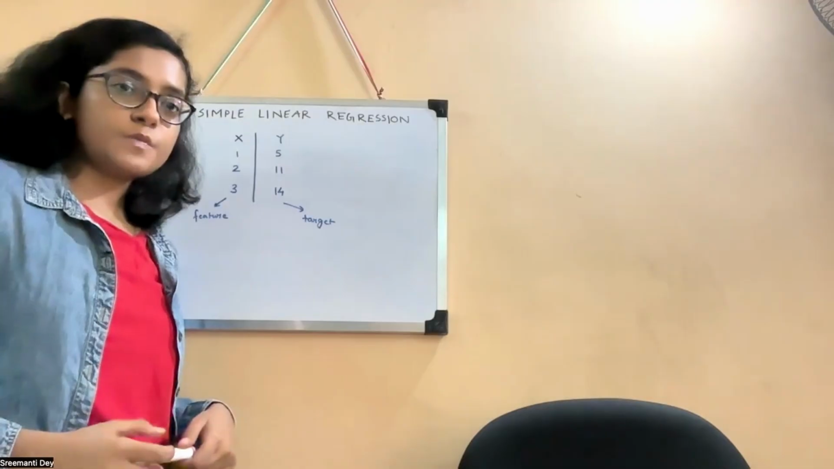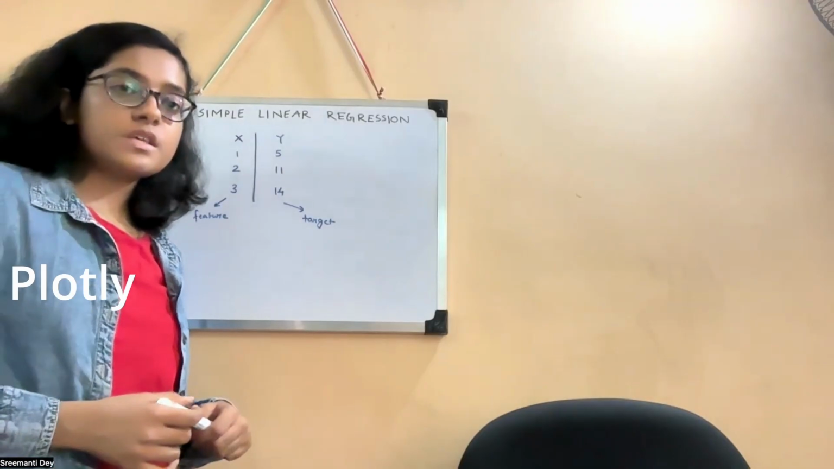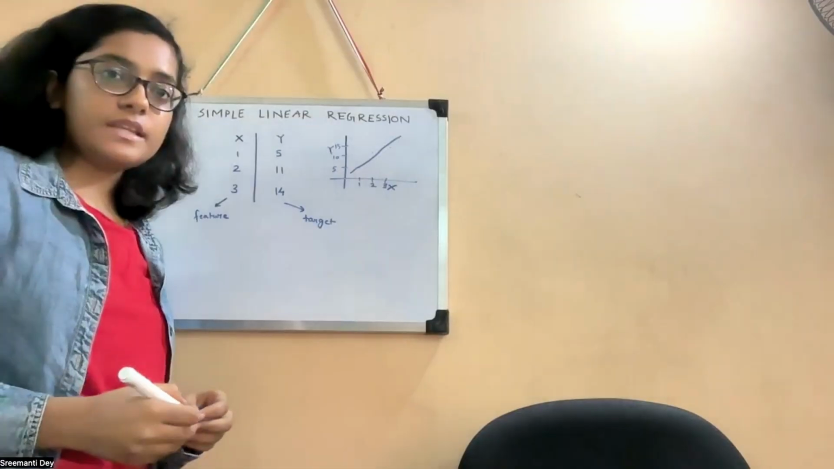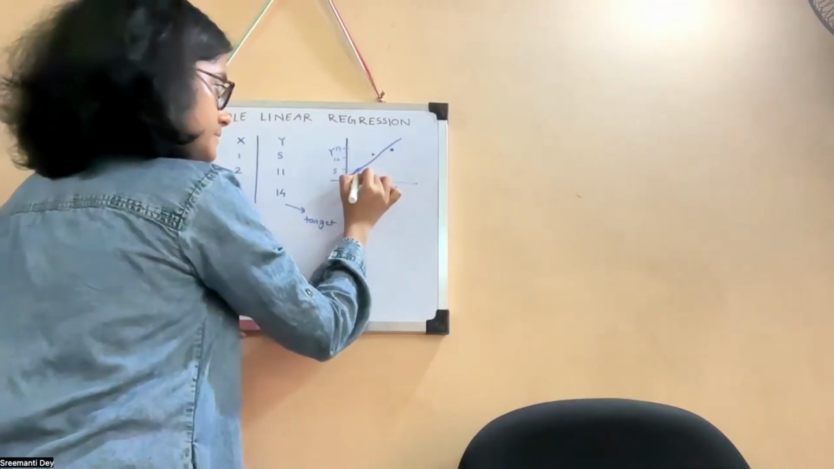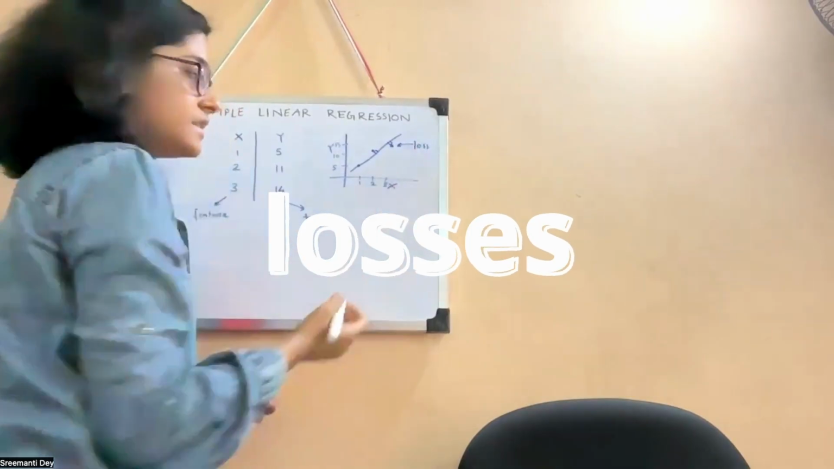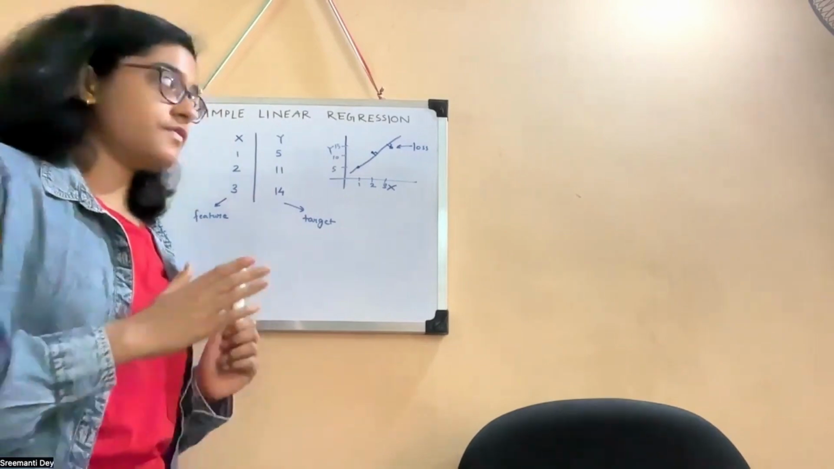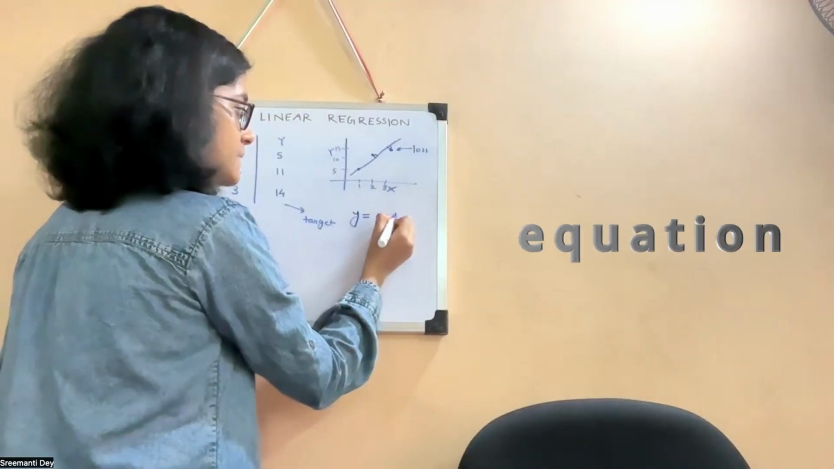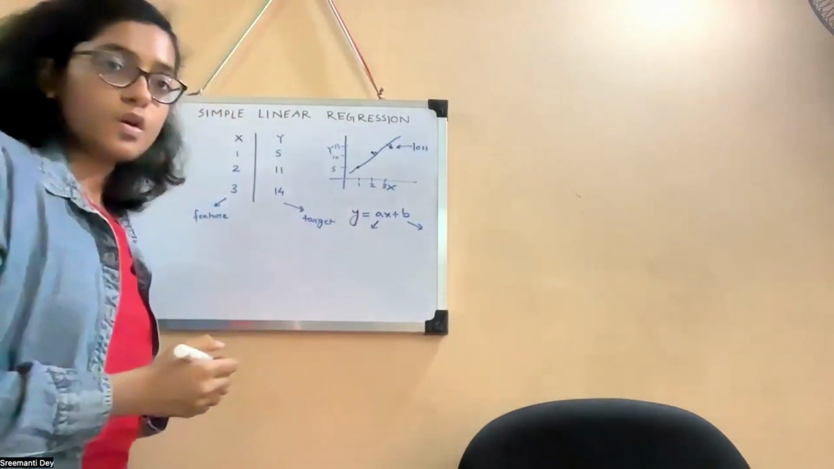I'll talk about how to plot points using coding, using standard software, when I talk about the hands-on coding videos. But now I'm going to just do it manually. This would be an approximate line that satisfies all the points. These differences are the losses, basically. So our goal is to find the equation of this line. This line's equation would be y equal to ax plus b, and we want to find a and b. Basically this line is also called the best fit line.